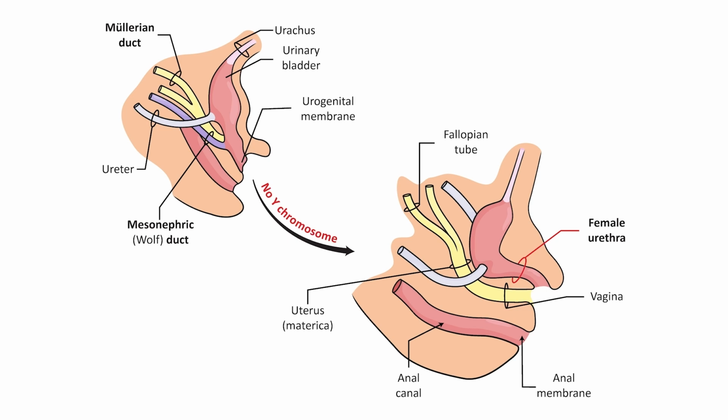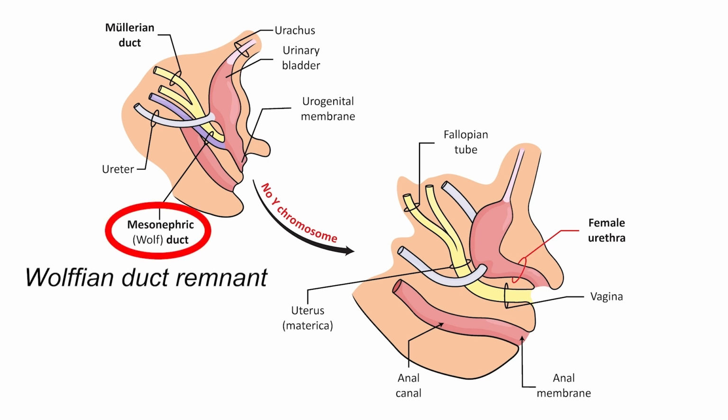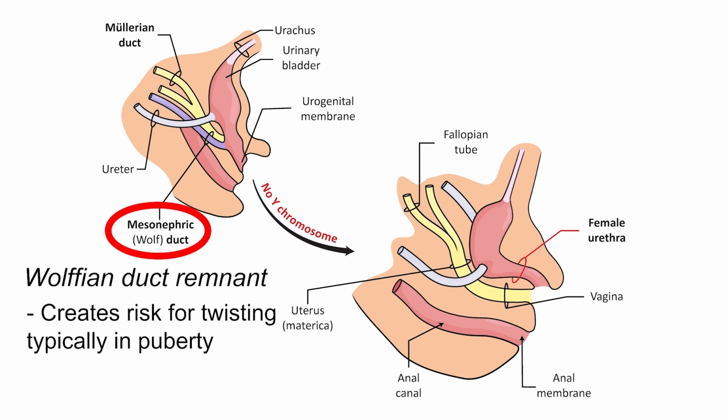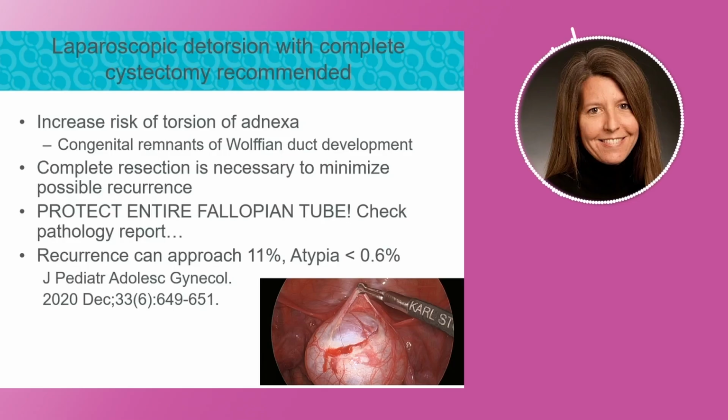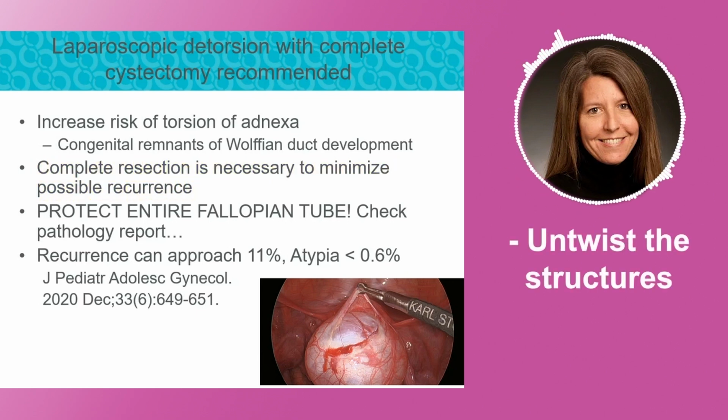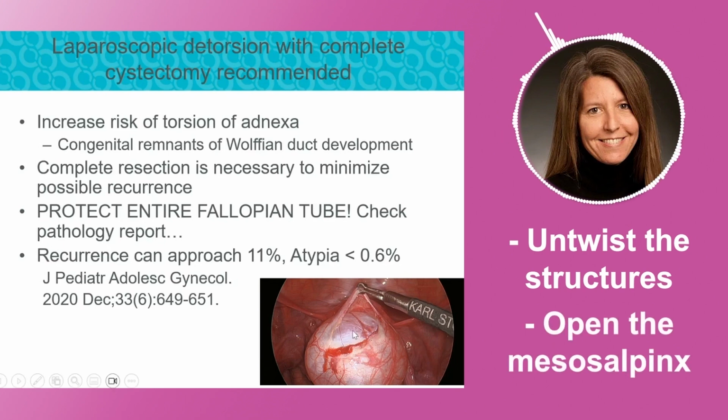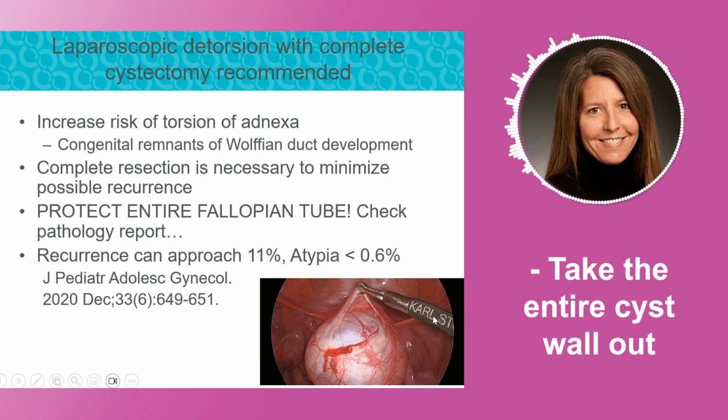Dr. Breech teaches us that big cystic thing is a paratubal or a Wolffian duct remnant. Those are the things that create risk for twisting, and they typically happen at puberty. It's really important to ensure that we resect the entire cyst wall. We untwist things, and then we open the mesosalpinx here, and we're going to take the entire cyst wall out.